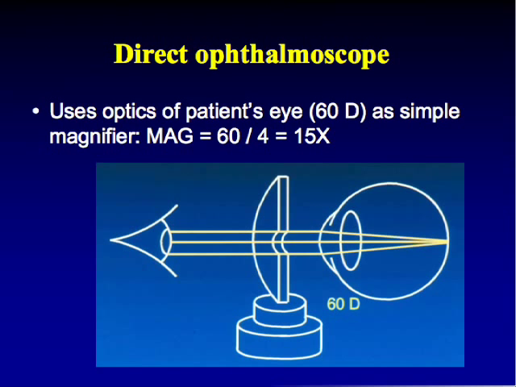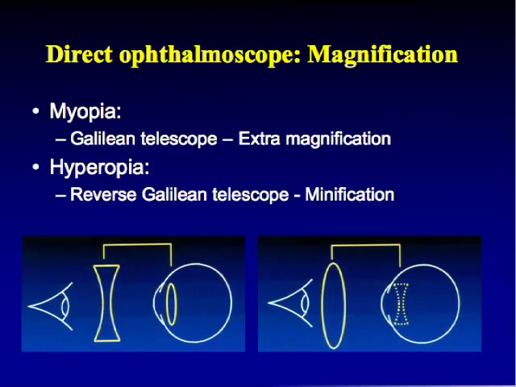The direct ophthalmoscope we mentioned earlier uses the optics of the patient's eye as a simple magnifier. But notice that if the patient is myopic, then that means there's a plus error lens in there, so it's like a Galilean telescope. So you get extra magnification looking at a myopic eye, whereas if the patient is hyperopic, it's like a minus error lens inside the eye. So that's a reverse Galilean telescope, minified. That's why you may have noticed with the direct ophthalmoscope, it's a little easier to look into the eye of a hyperopic patient than a myopic patient because it's also less magnified.